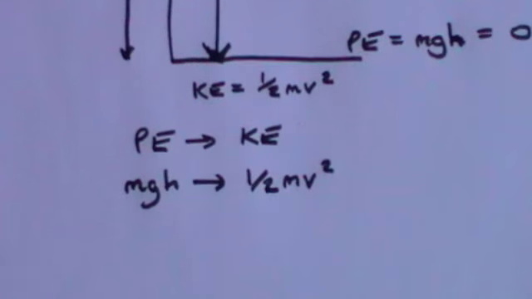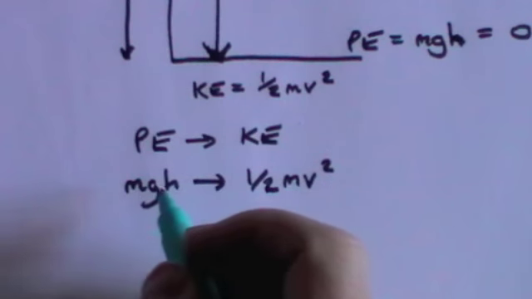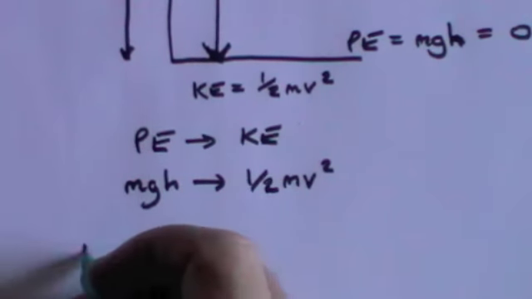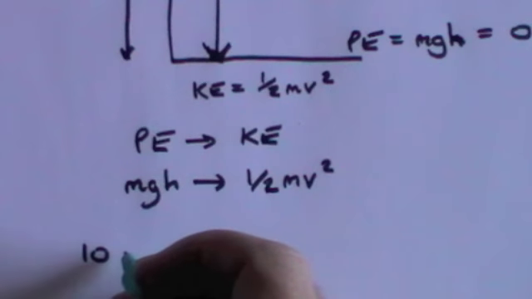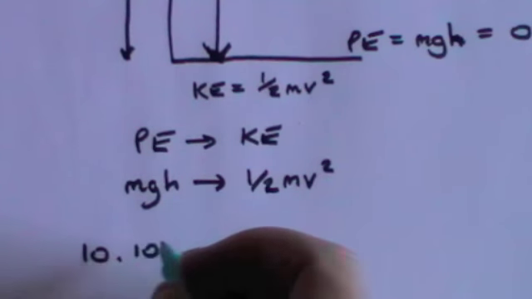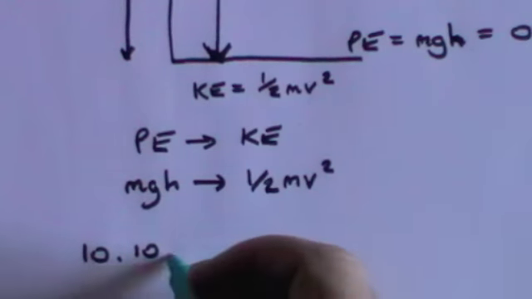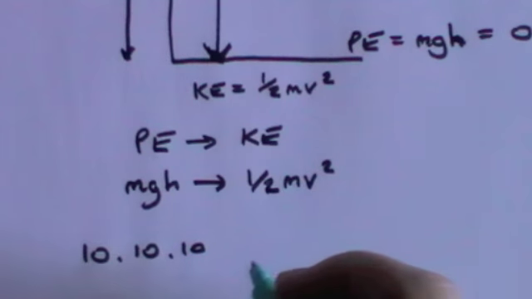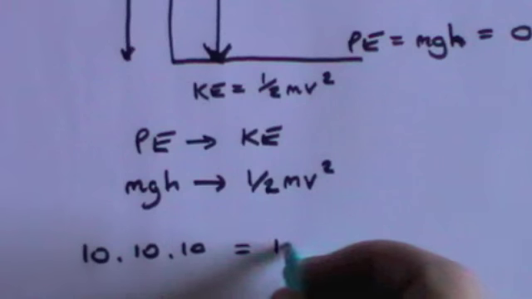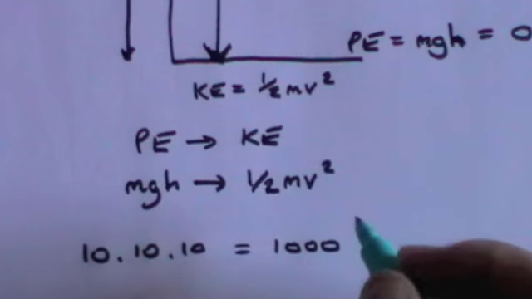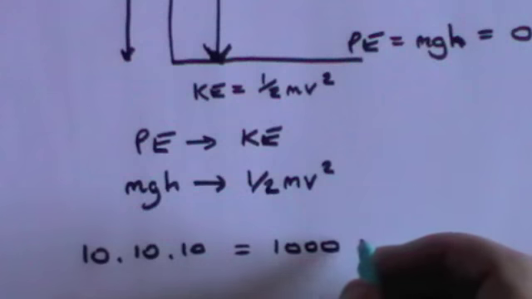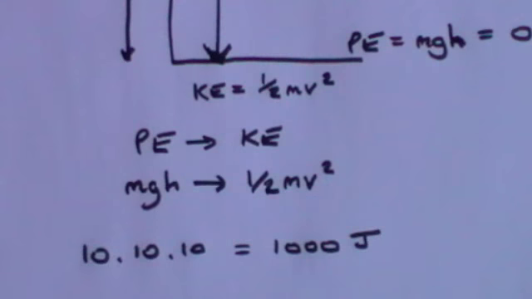Well, we've got that the potential energy was the mass times g times h. The mass, you remember, was 10 kilograms. The gravitational attraction, we were told we could use 10. And the height above the ground was 10. So that's going to be equal to 10 times 10 times 10 is 1,000. And the units, remember, of energy are joules.